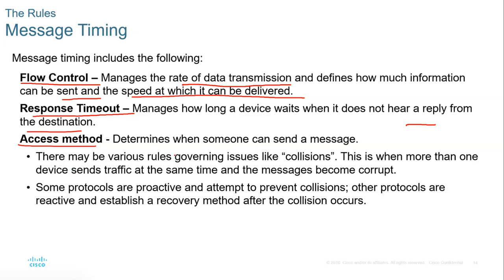So there may be various rules governing issues like collision. This is when more than one device sends traffic at the same time and the message becomes corrupt. Some protocols are proactive and attempt to prevent collision. Other protocols are reactive and establish a recovery method after the collision, so that the message that was sent can be resent after the collision.